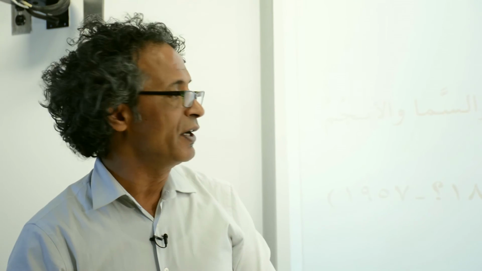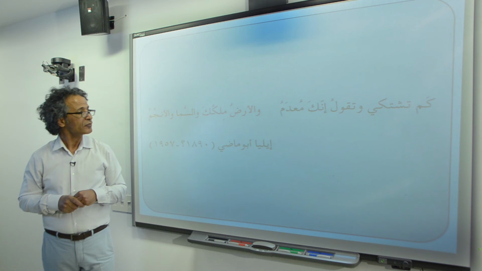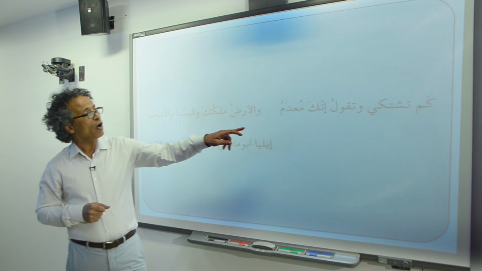سنختم ببيت شعر للشاعر الشهير شاعر المهجر إيليا أبو ماضي، يقول فيه: كم تشتكي وتقول إنك معدم والأرض ملكك والسماء والأنجم. So notice how he used الحال here. Oh, how much do you complain and say that you're destitute or poor, while the earth, the sky, and the stars are yours. كم تشتكي وتقول إنك معدم والأرض ملكك والسماء والأنجم.